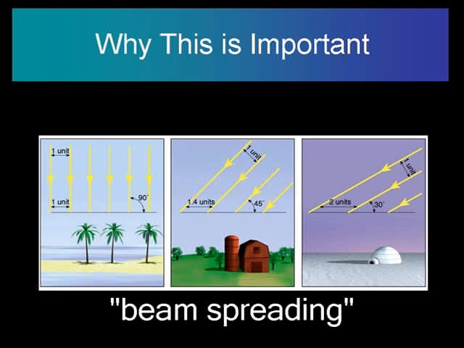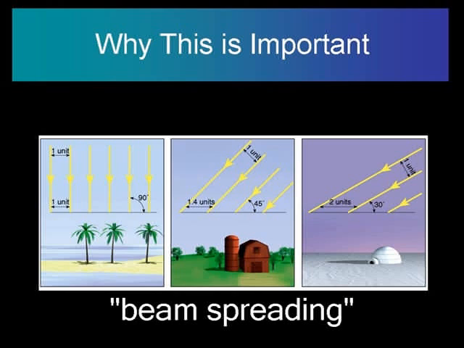This is important because of the concept of beam spreading. Even though each beam from the sun contains the same amount of heat, when the sun angle changes, that heat is spread over a larger area or a smaller area. For example, in the tropical picture off to the left, a 1 unit wide beam of sunlight hits the ground and covers an area 1 unit wide. The sun is directly overhead, so there's no beam spreading.